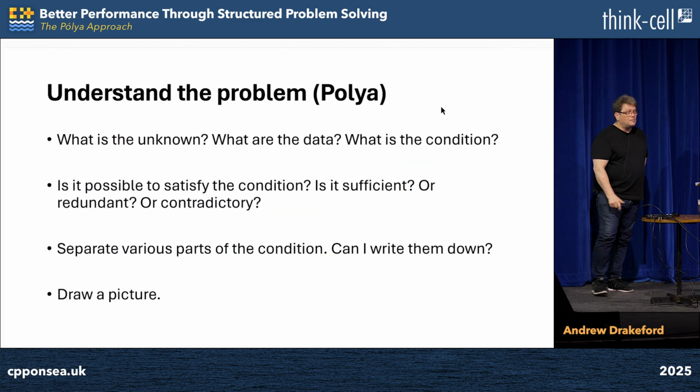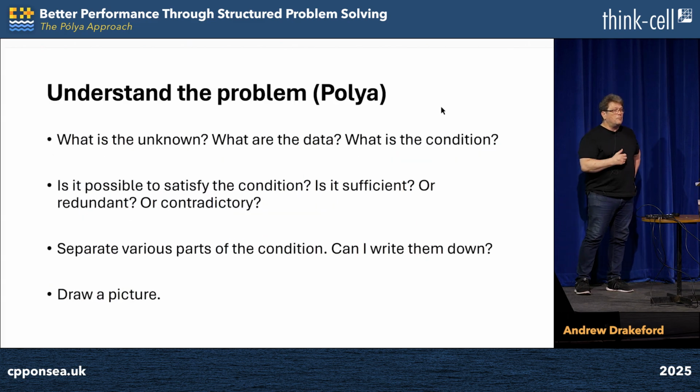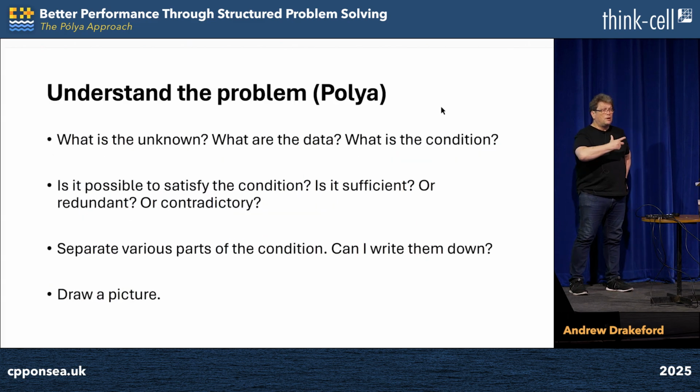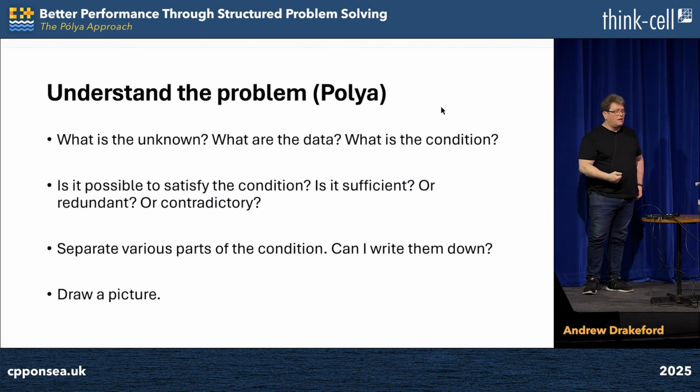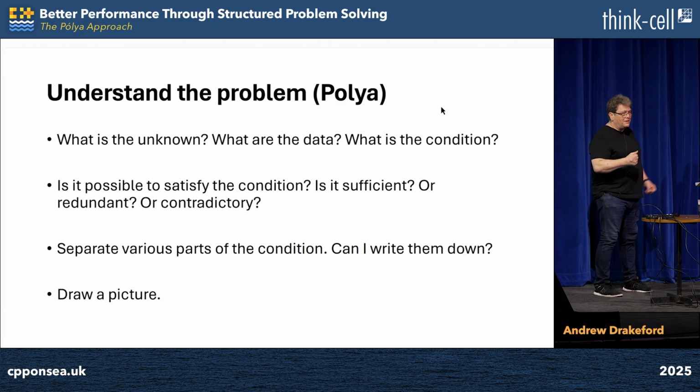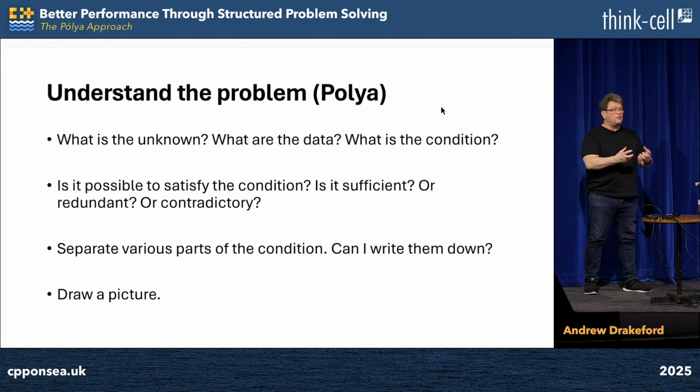Next. So, understanding the problem Pólya style, in this case, the unknown is the final design. The data is the information that we're using to construct the system, and the condition is the requirements. It's good if the requirements are satisfiable. Can we separate the requirements into separate conditions and write them down? The next bit he certainly recommends is draw a diagram. I love this bit.